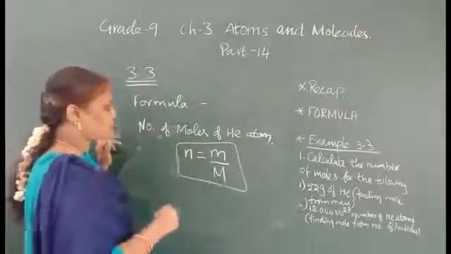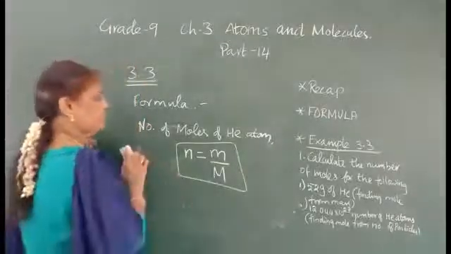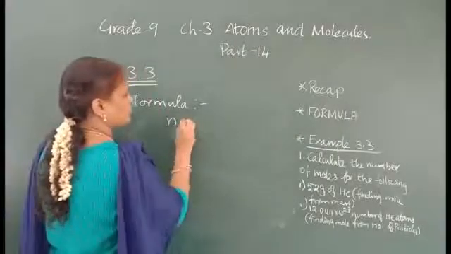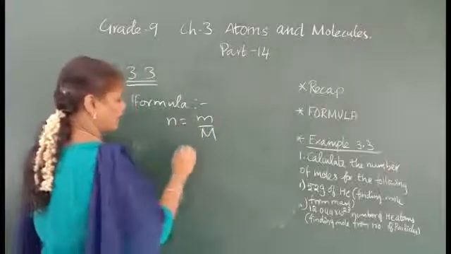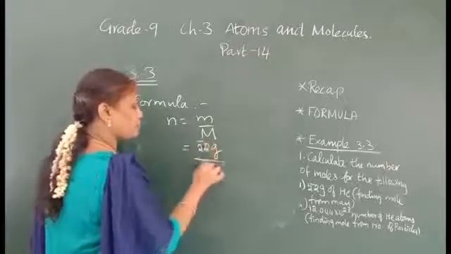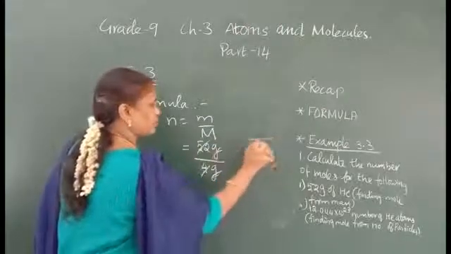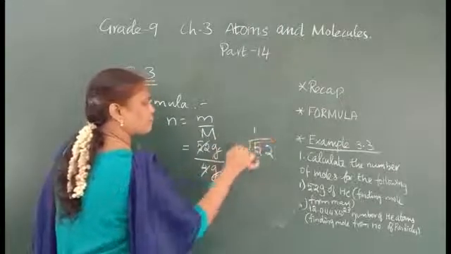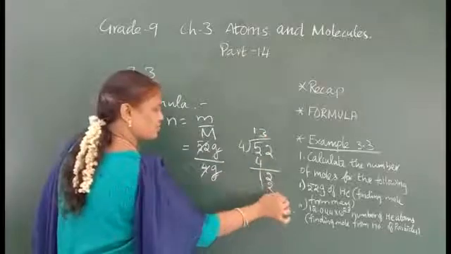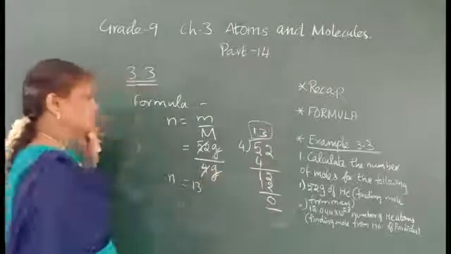Yes, we have written it. n is equal to what? This is the formula. n is equal to m by M, that is equal to 52 grams by molar mass, which is 4 grams. Okay. How can you divide it? 52 divided by 4. 1 4 is 4, remainder 1, 2, 3 4s are 12. Okay. So 13 is the answer. So n is equal to 13.